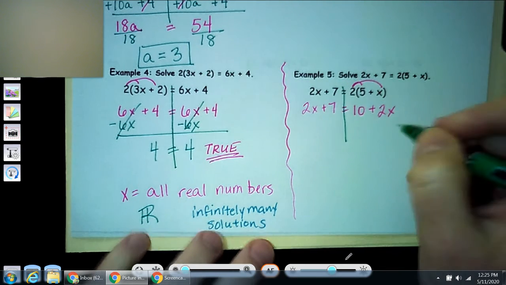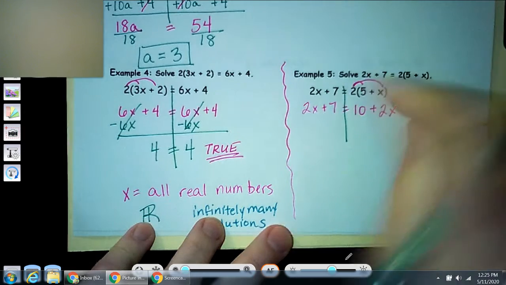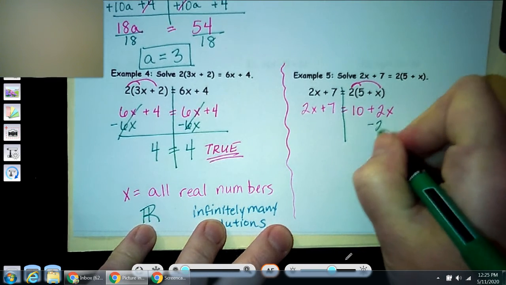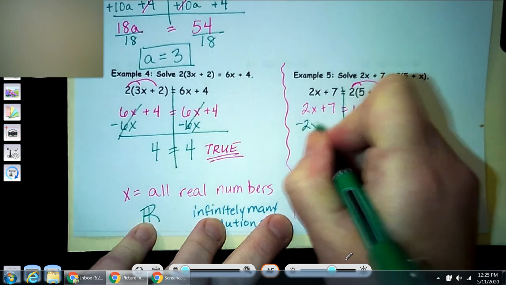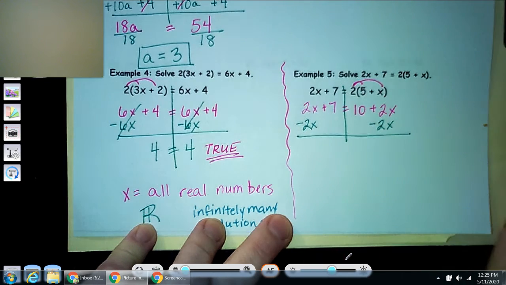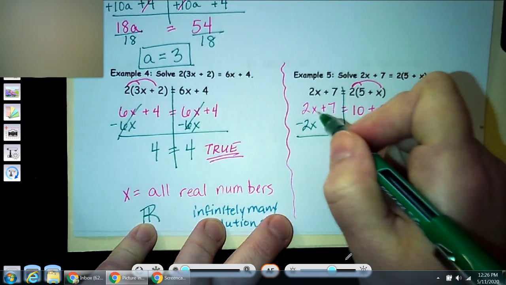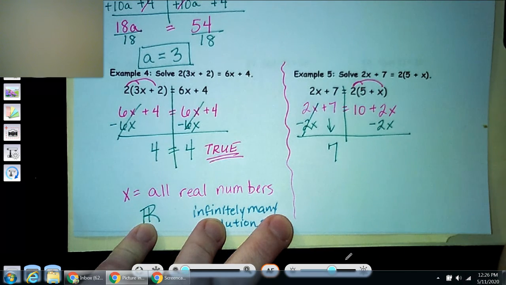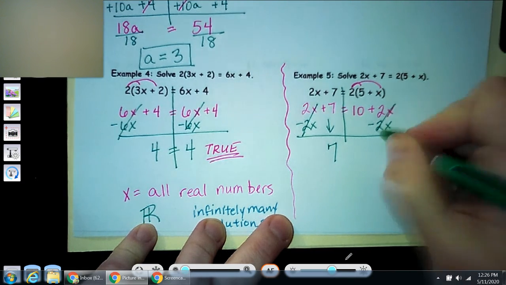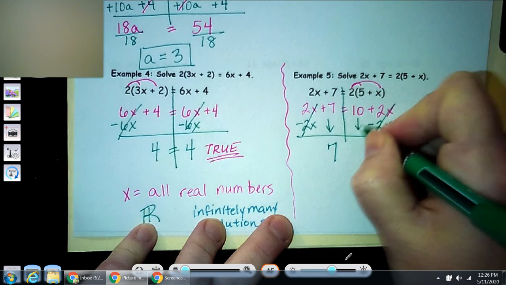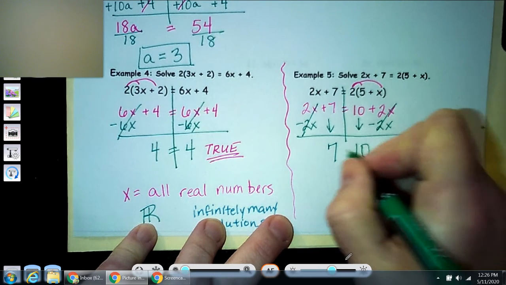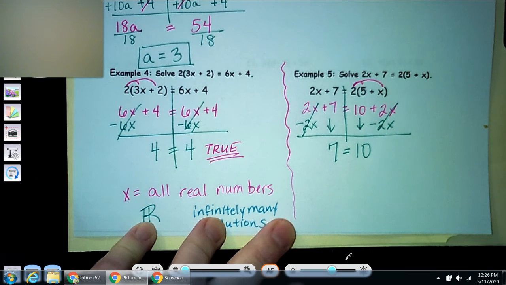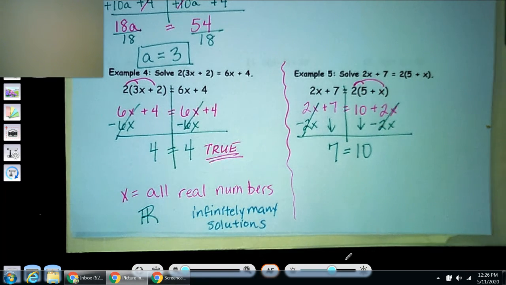So on this one now, my next step is still to gather my variables, but again, what you'll notice is my variable terms are the same. So if I subtract 2x from both sides, those x's cancel. 2x minus 2x is 0, then I just bring down the 7. Over here, 2x minus 2x is 0, cancels out, and I bring down the 10. So now I'm left with 7 equals 10. Well, does that make sense? No, it does not. 7 equals 10 is false.